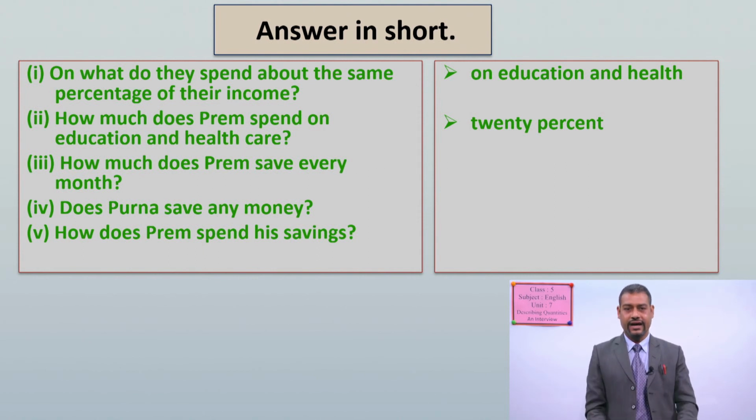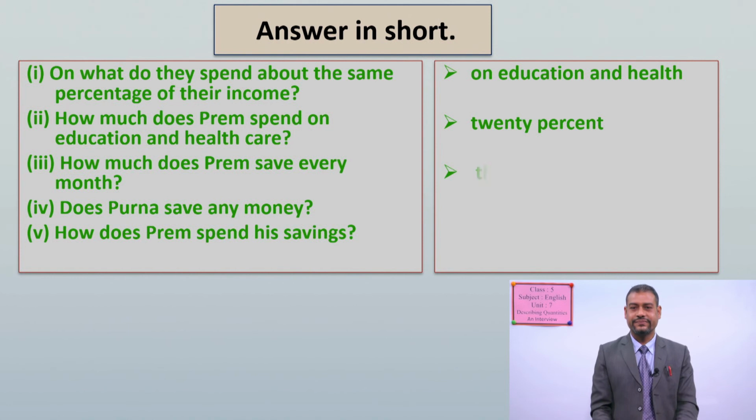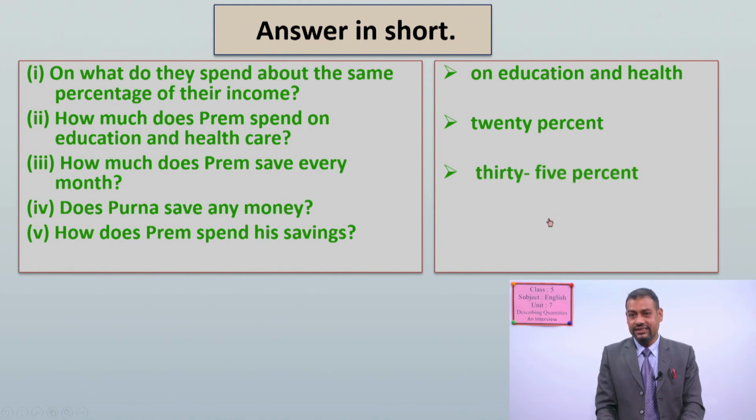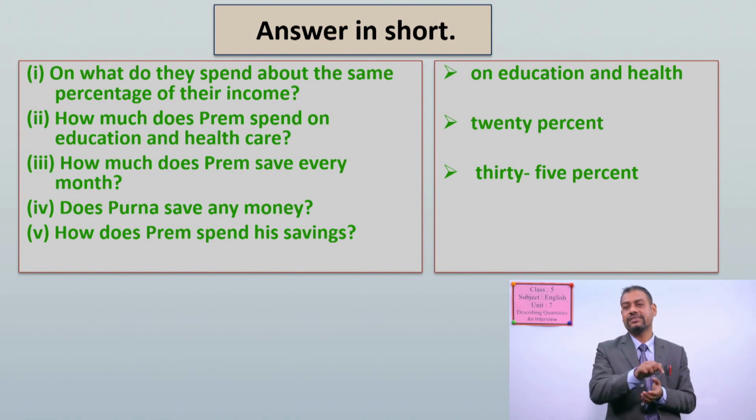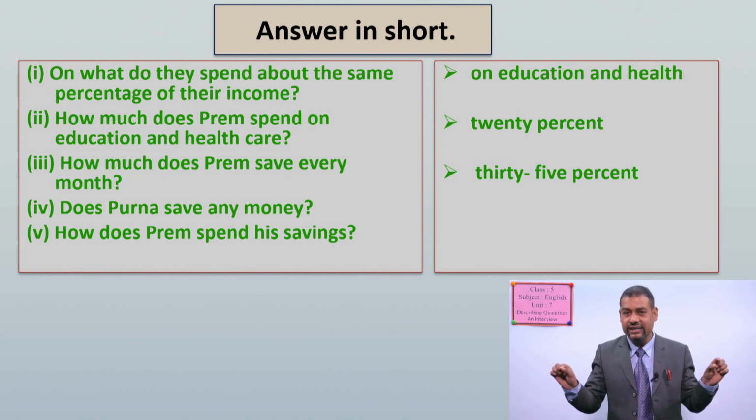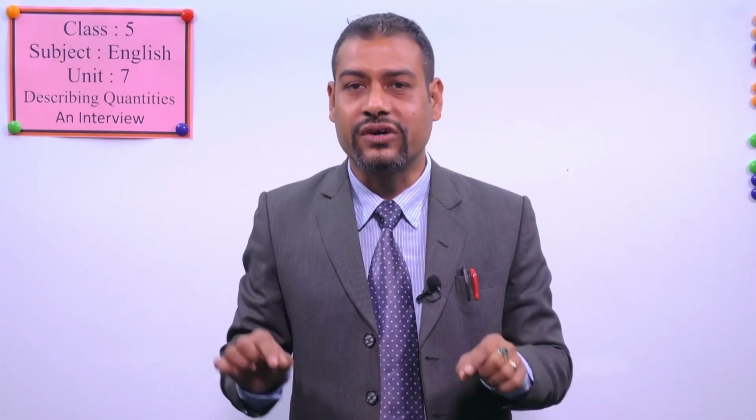Okay. Now, how much does Prem save every month? I have already calculated. I think you have already noted it down in your exercise book. And that is, yes, 35%. Do you know how? See, I have already told you. 25% on food and clothes, 20% on education means 45%, and again 20% on health means 65%. So if you subtract 65% from 100, then he has 35% saving.